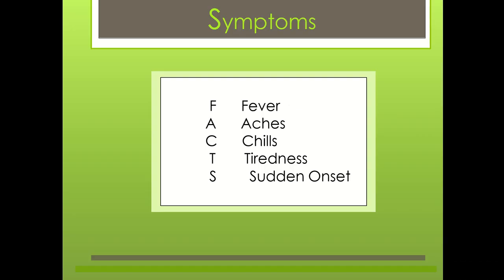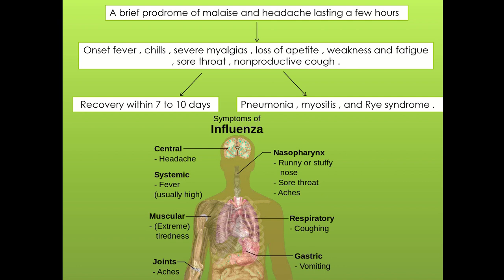So, what are the symptoms? Symptoms can be simply remembered with the term FACTS. First is fever and ache, probably headache or any body ache, and then C for chills, shivering chills, T for tiredness, and then S for sudden onset of the symptoms. So, fever, aches, chills, tiredness, and sudden onset are the 5 major pathognomonic symptoms of influenza virus.